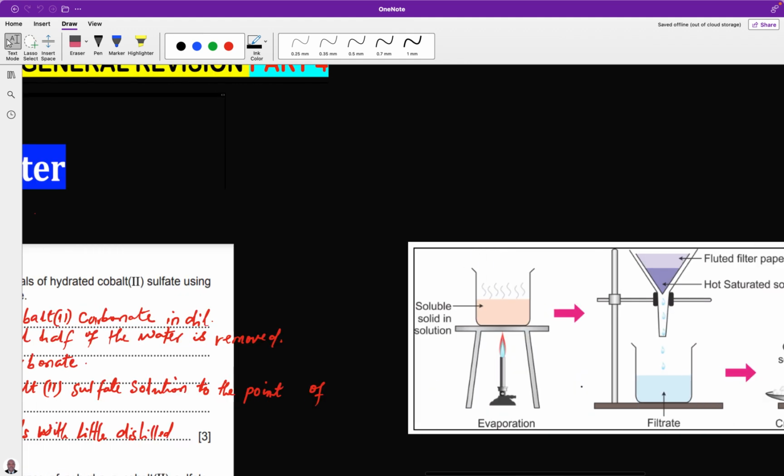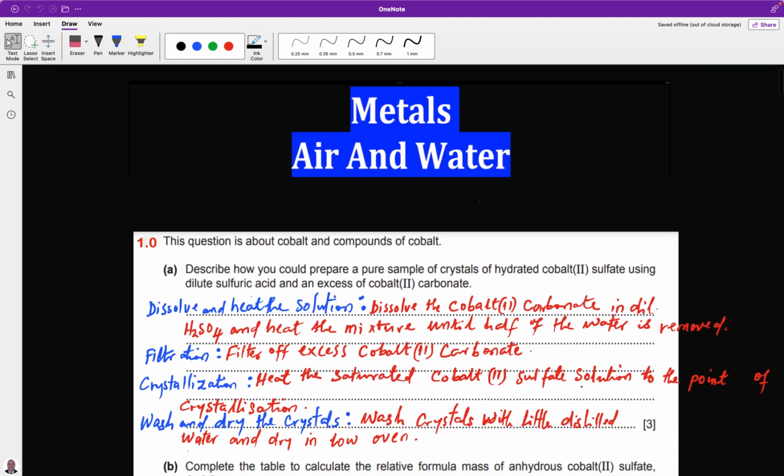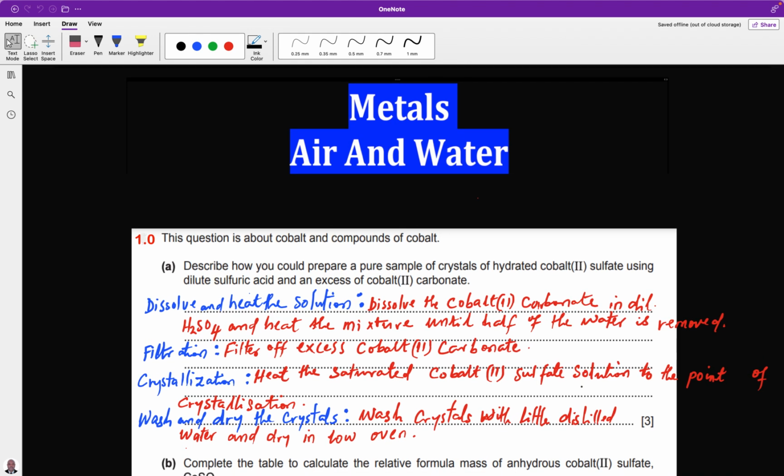Let's write it down briefly. Once more, I advise you to put your answer in point form before describing anything, so that the examiner will know which stage you are at. For instance, here, I said dissolve and heat the solution. Dissolve the cobalt-2 carbonate in dilute sulfuric acid and heat the mixture until half of the water is removed, that is, until it becomes concentrated.